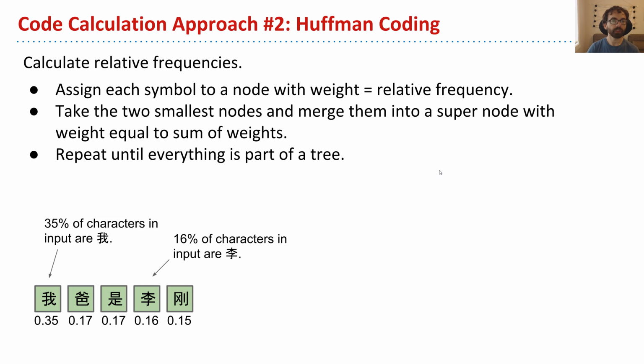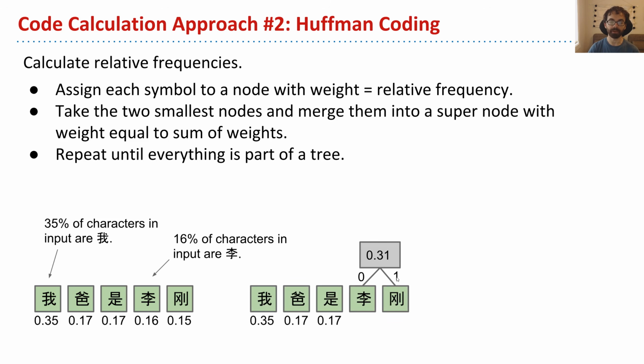Huffman does the exact same thing as Shannon and Fano in that he counts each of the characters and says, well, 35% of them are this character, 16% are this one, and so forth. He then creates a node for each character and gives that node a weight corresponding to its relative frequency. We then take the two nodes of minimum frequency and combine them into a supernode that has weight equal to the sum of the weights of the original two. So here the 16 and 15 are merged into a single supernode, so to speak, of weight 0.31.